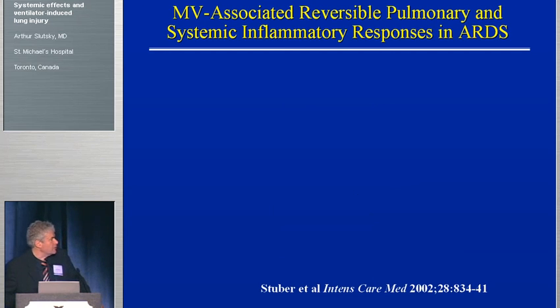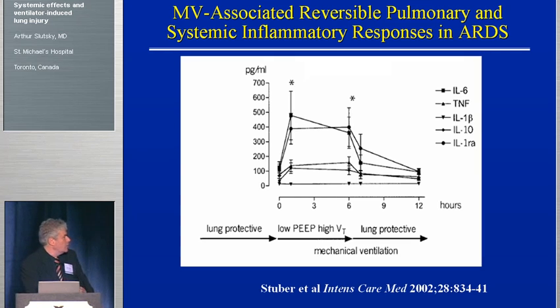Well, here's another study looking at release of mediators from the lung in patients. This is a study from Stuber published in 2002. You can see here individual cytokines in a number of patients. Now this is patients, not animals. Patients were treated with a lung protective strategy, then they were given low PEEP and higher VT, and then back to a lung protective strategy.